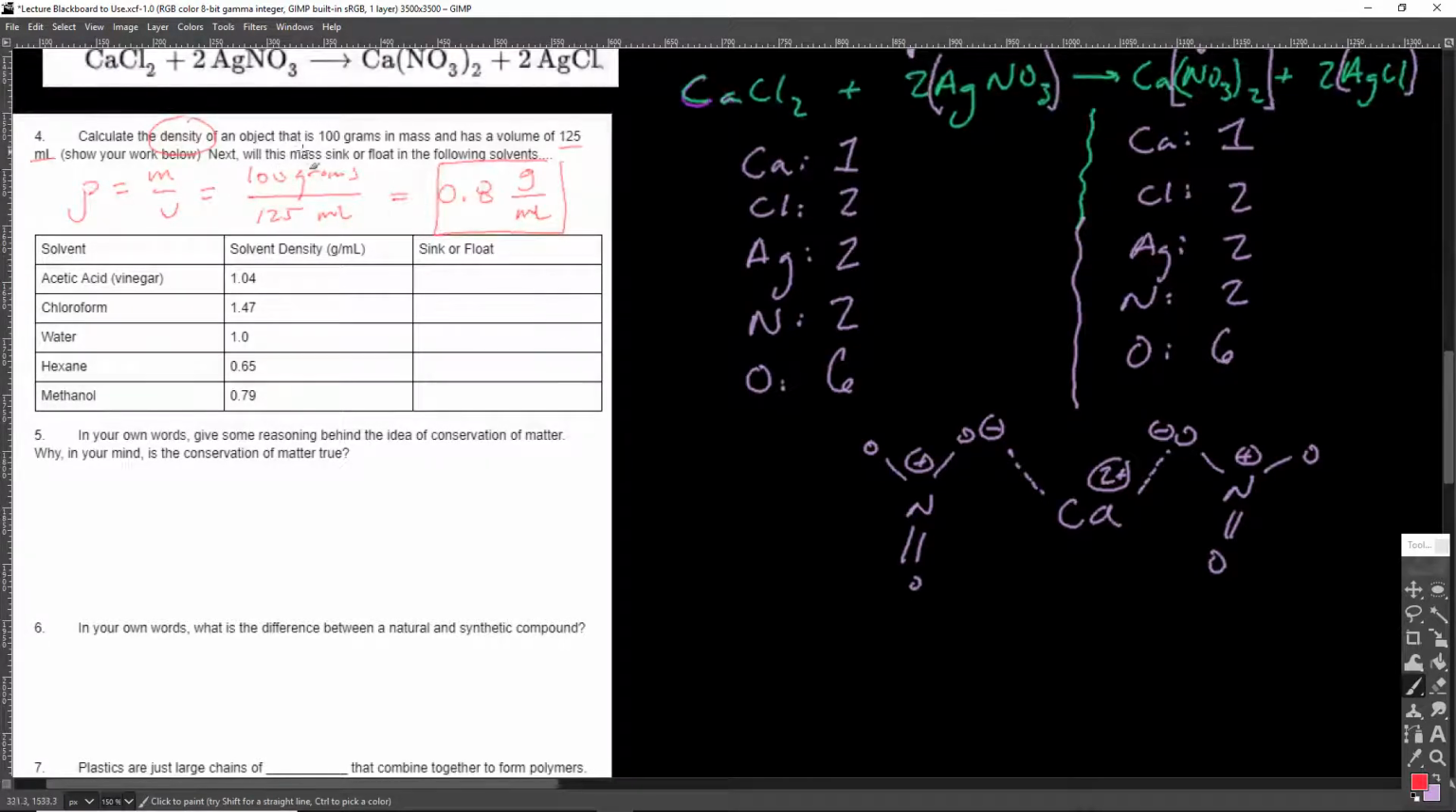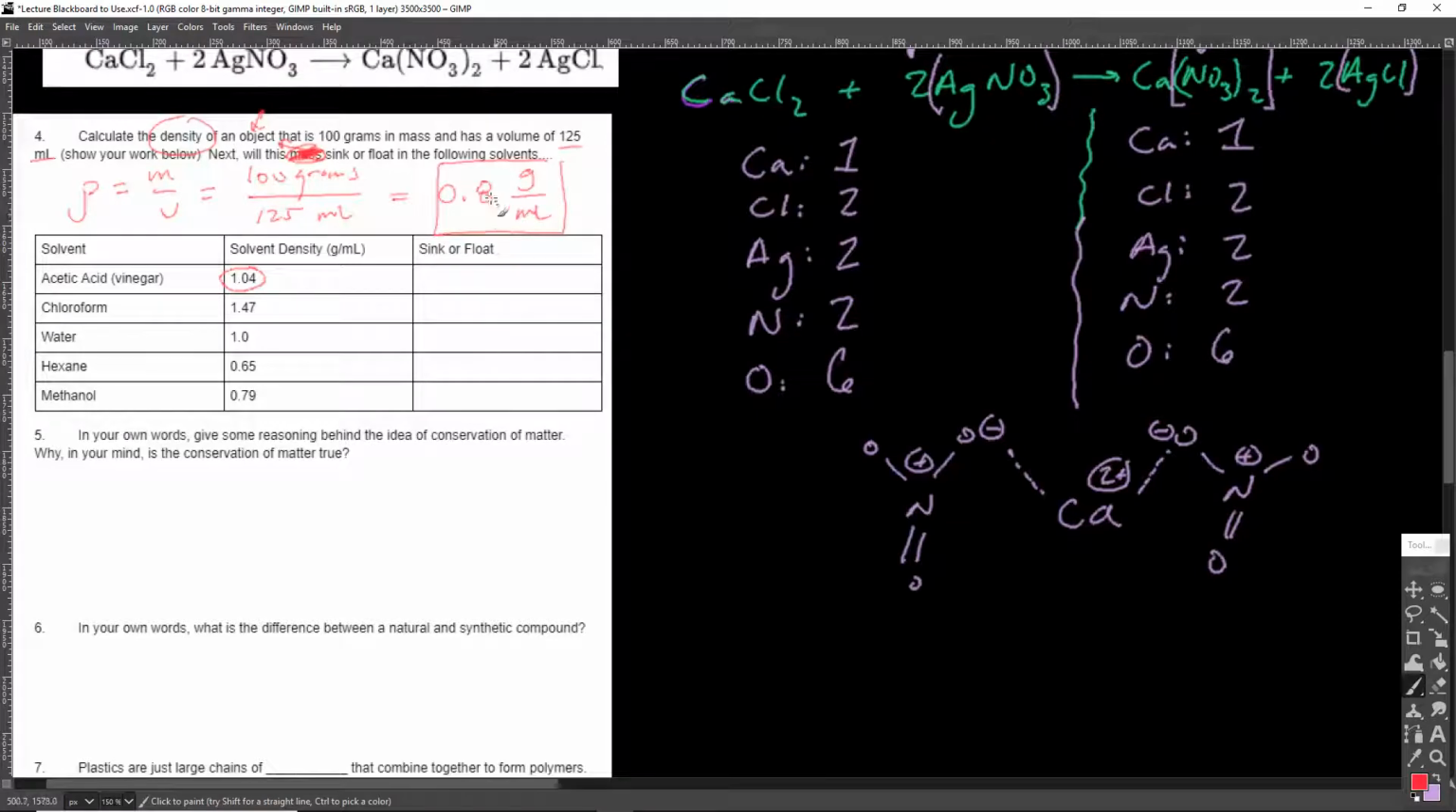And then it says, next, will this mass sink or float in the following solvents? Okay, so look at acetic acid. If you dropped this object, I should have said, not the mass, but this object, will this object float or sink in acetic acid? Well, acetic acid is vinegar. You probably have some in your kitchen. If you measure the density of that solution, it'll be 1.04 grams per milliliter. Now I'm asking, will this object sink or float in that solution?